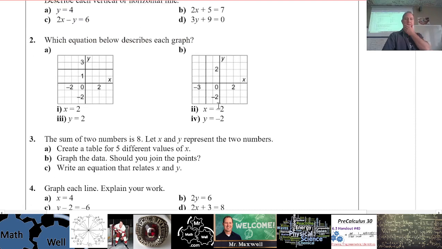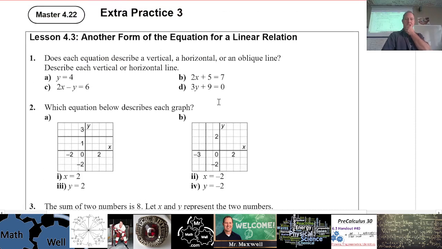Okay, what about from this page? Again, I know I'm going real fast, but this is just a review for you. Okay, this is a good question. Do the equations below represent a vertical, horizontal, or oblique line?